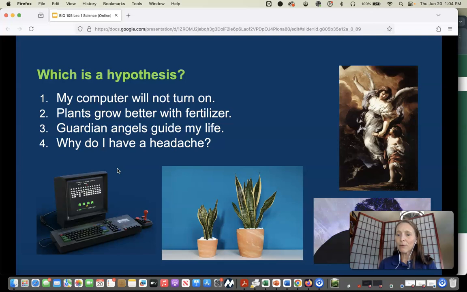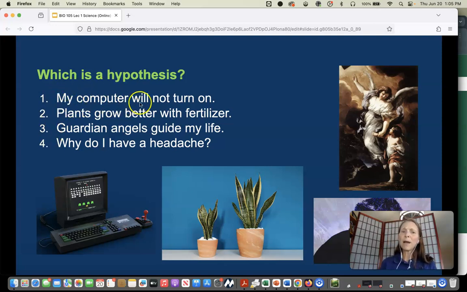So let's talk about really quick, which of these is a hypothesis? One, my computer will not turn on. Okay, so that's a statement. Two, plants grow better with fertilizer. There's a statement. Three, guardian angels guide my life. There's a statement. And then, why do I have a headache? Okay, so the easiest one to rule out here right away is, of course, this one. Why do I have a headache? Because that's a question. So right away you can say, oh, that's not a hypothesis. Okay, so let's go to 1, 2, and 3.